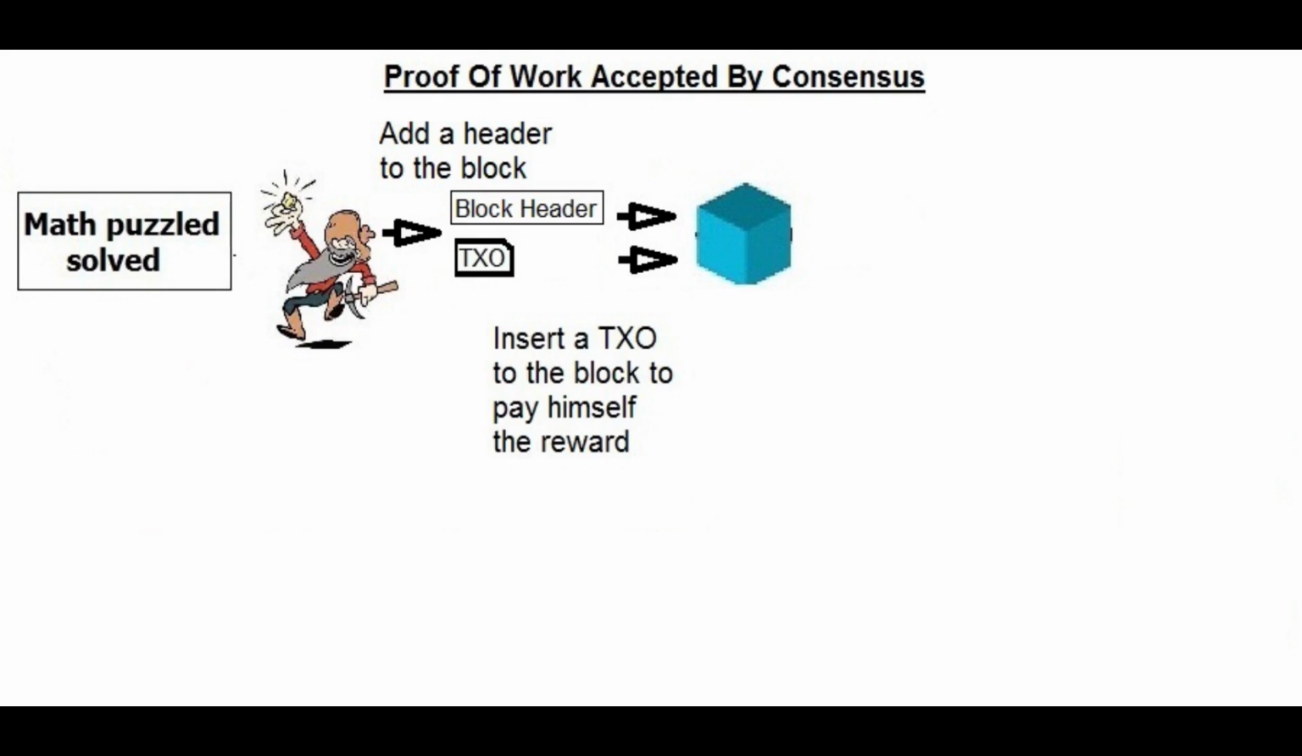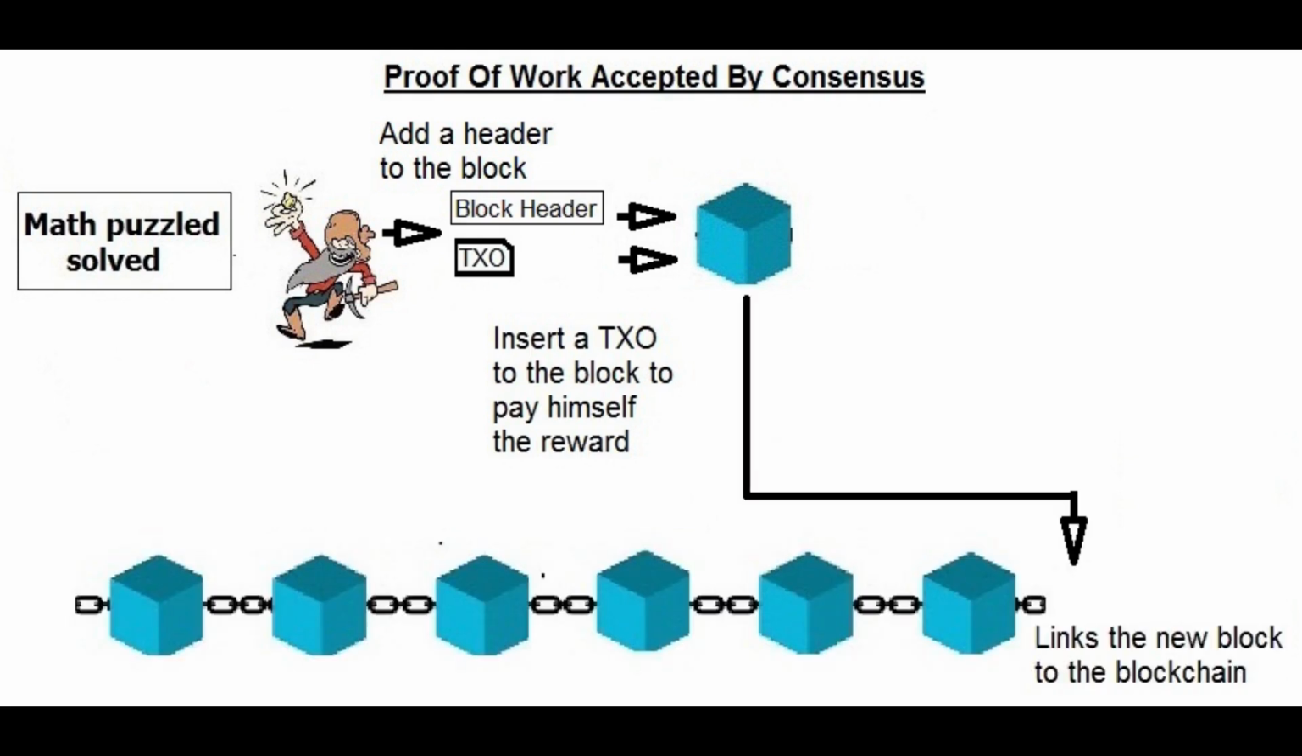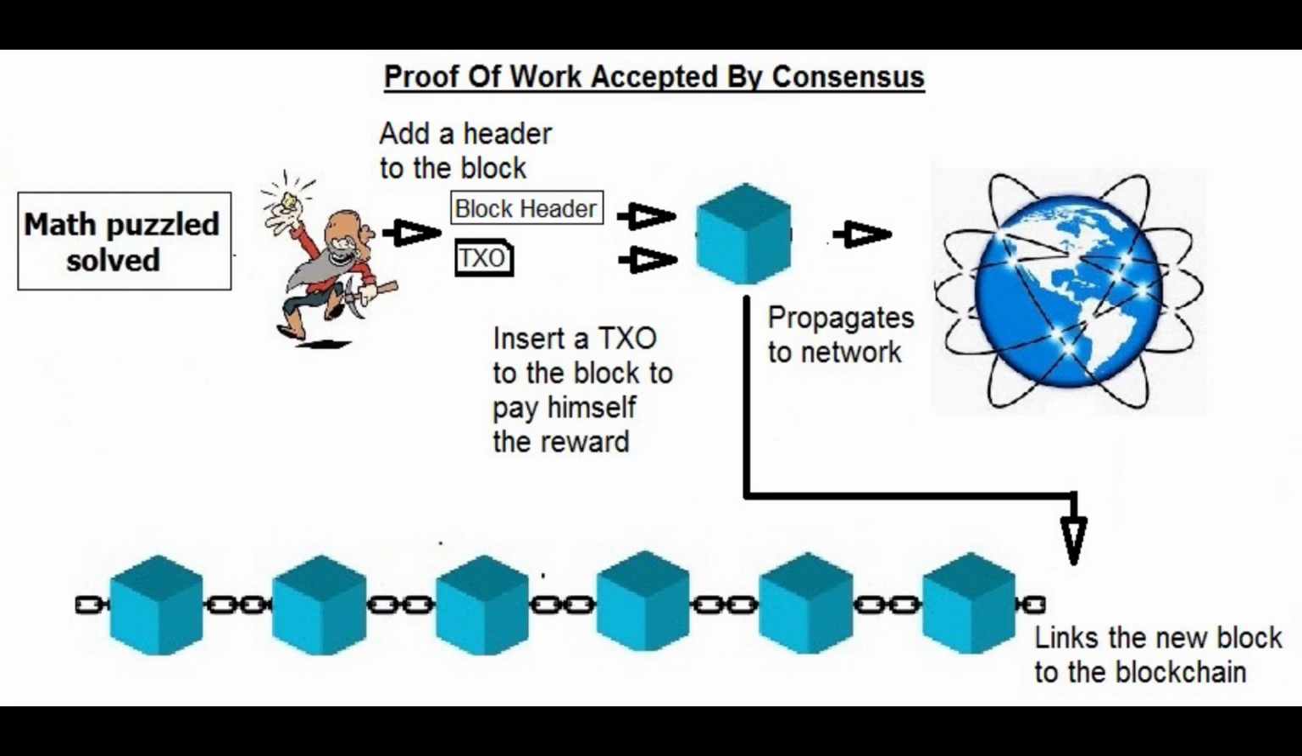Miner Max next creates a TXO to pay himself the reward for solving the mathematical puzzle. This TXO is the first transaction in the block. The analogy is Max has mined the Bitcoin. Max then links his candidate block to the blockchain in his server. Next, Max transmits his candidate block to the network for discovery.